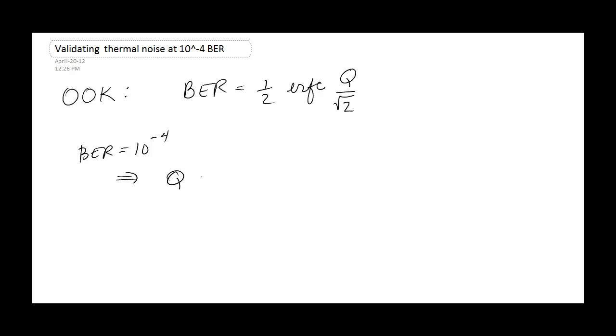We know that the bit error rate is equal to 1/2 the complementary error function of the Q factor divided by the square root of 2. So if we want to achieve a bit error rate equal to 10 to the minus 4, that would mean that we would need a Q factor equal to the inverse complementary error function of 2 times 10 to the minus 4, times the square root of 2, or 3.719.